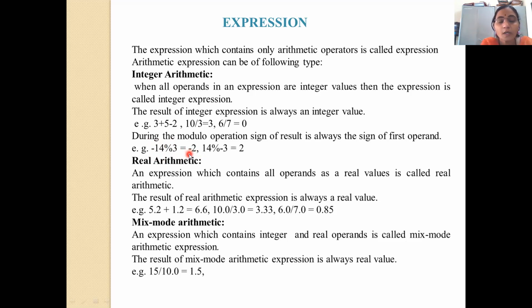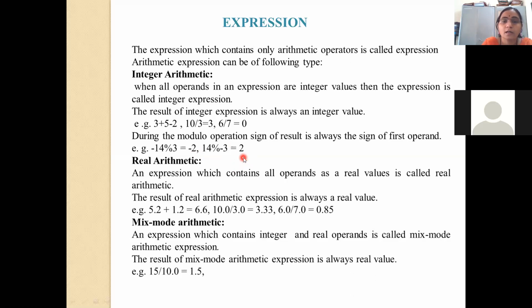And see the second example, exactly the reverse: 14 modulo minus 3. Again you will get the same answer, 2, but here is a difference of sign. Why is this 2 a plus value? Because your first operand is a positive operand, and that's why here you get the result as plus 2, and in the first example minus 2.